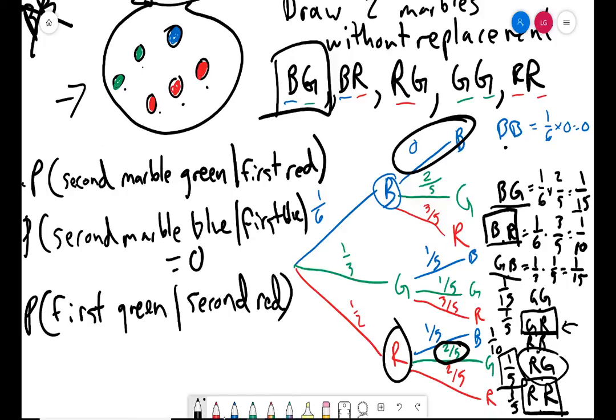There's formulas there, we'll get there, but let's at least be able to think about what we're talking about here. BR, GR, RR, all of those events, the second one is red, and we looked at it, but we didn't look at the first marble. So those are our possibilities. What's the likelihood that it's green?